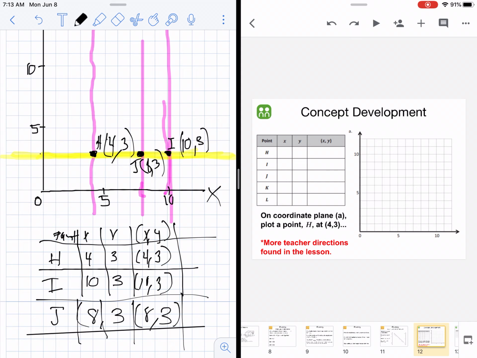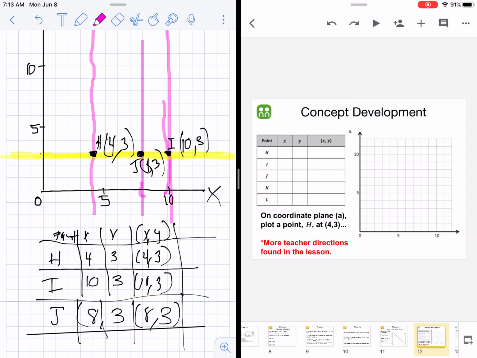And we're going to plot 2 more points, K and L. All right? But before we plot K and L, I want you to look at these coordinates. What do you notice about these 3 points and their coordinates? What is something that you notice?